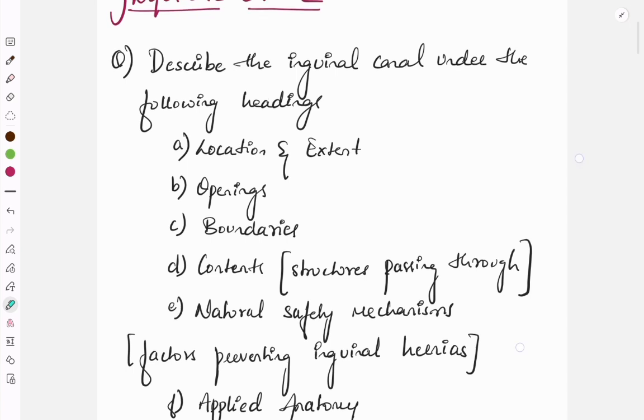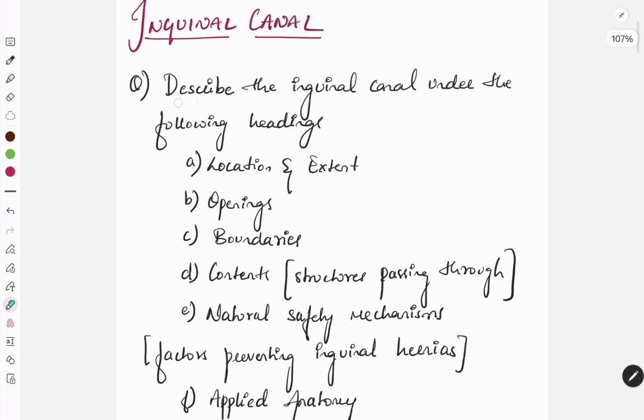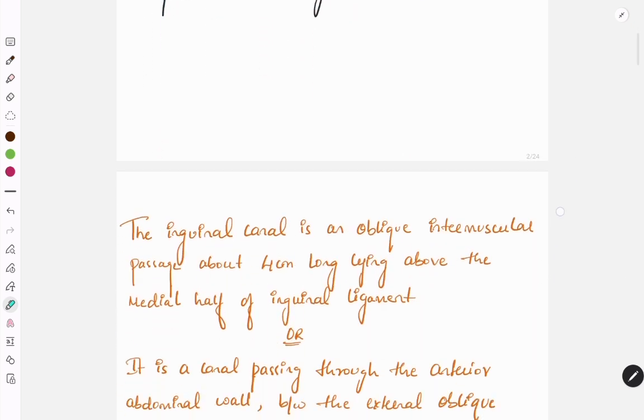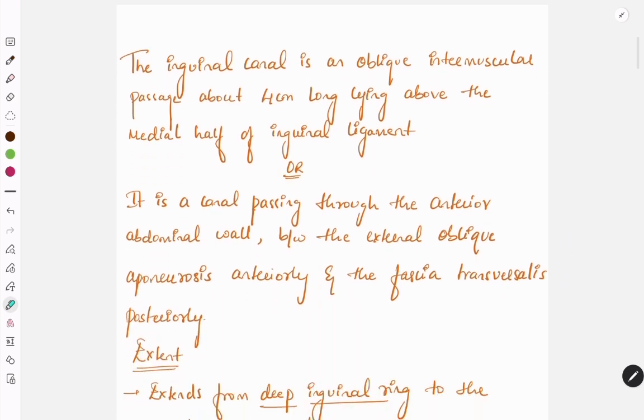So here is the question. The question asks us to describe the inguinal canal under the following headings: its location and extent, the openings, the boundaries, the contents, that is the structures passing through it, the natural safety mechanisms, that is the factors preventing inguinal hernias, and the applied anatomy, as well as add a note on inguinal hernias. So this is a 10-mark question. It is a very important question, and it is very important as a clinician to know about the inguinal canal as well.